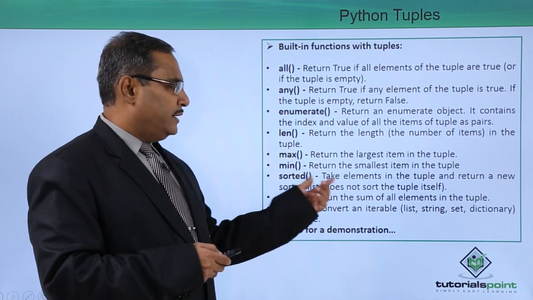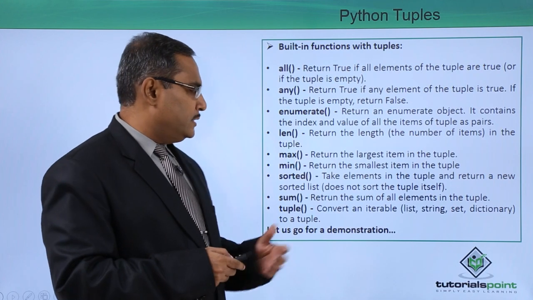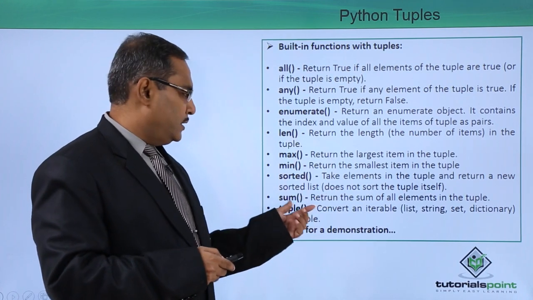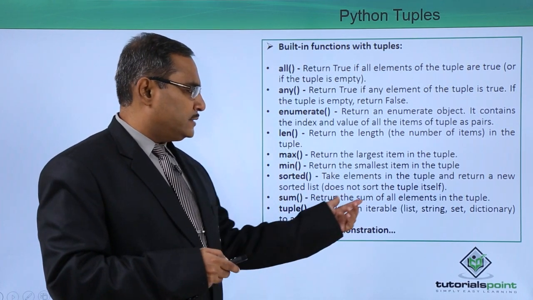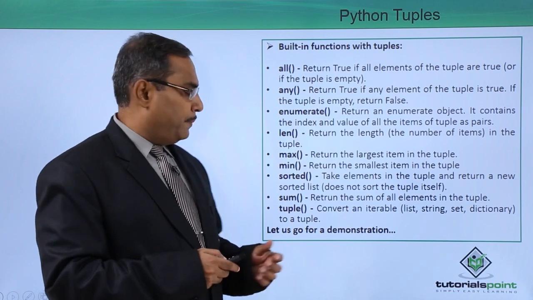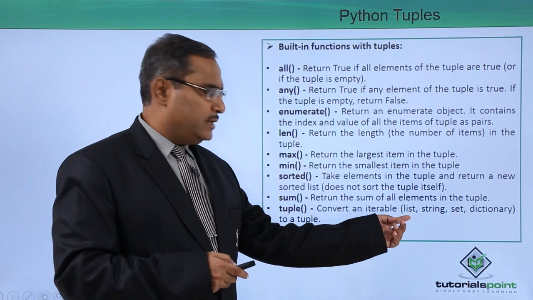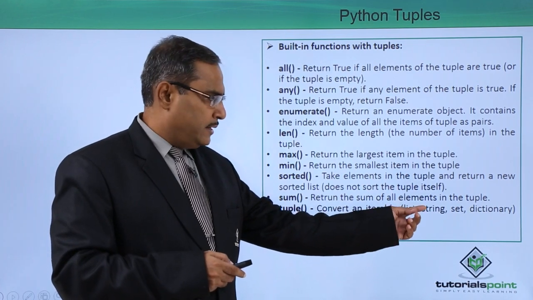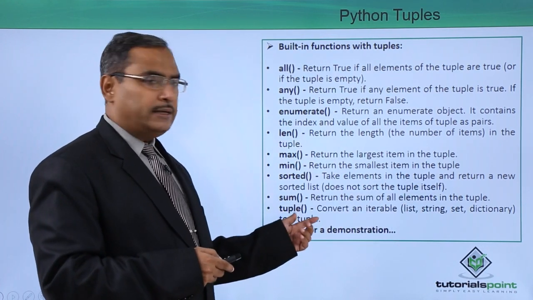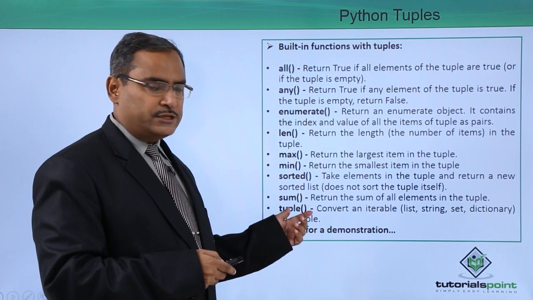Next one is sorted: takes elements in the tuple and returns a new sorted list. And next one is sum: return the sum of all elements in the tuple. Next one is tuple: converts an iterable, it might be a string, a set, or a dictionary, into a tuple. So here we are having type conversions.